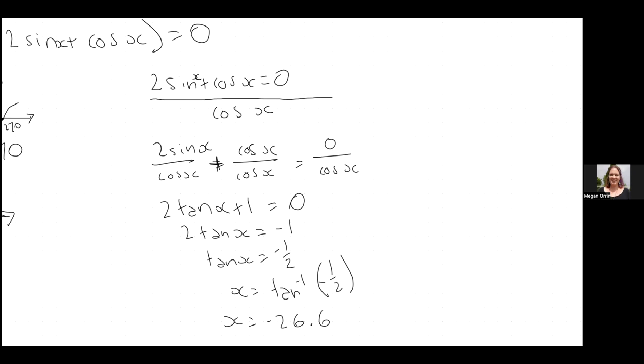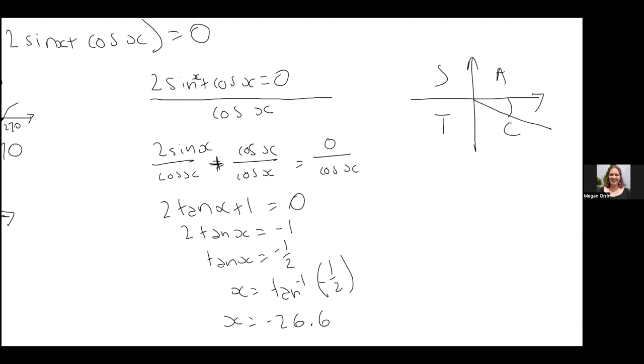Okay, so think about our CAST diagram. So I am over here at the moment, aren't I? I've gone backwards 26.6 degrees. Am I allowed to give this answer? What was my limitation for answers? Right, 0 to 360. So this negative angle is a correct angle, but it's not a correct solution.